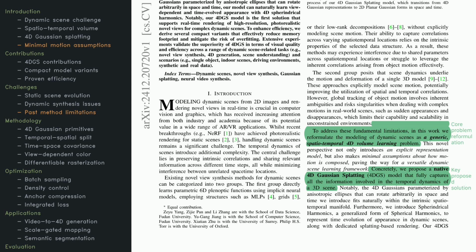Our approach doesn't assume a particular motion model. Instead, we treat the scene as a four-dimensional volume, allowing a lot of flexibility. 4D Gaussian splatting with ellipsoids captures how objects evolve over time and space, while spherical harmonics take care of appearance changes from different viewpoints. This design aims for both precision and efficiency in dynamic scene learning.